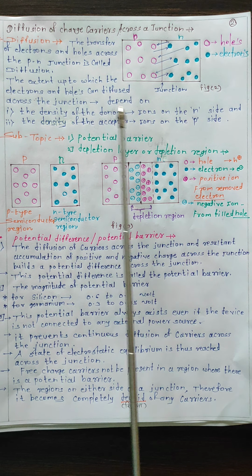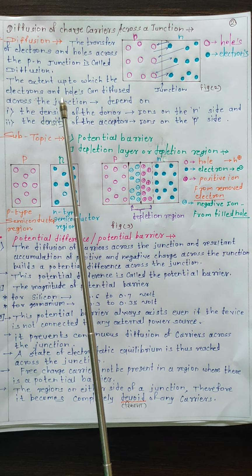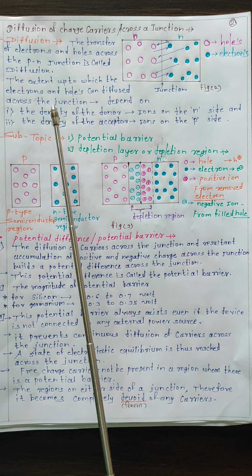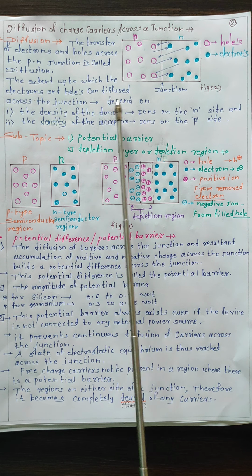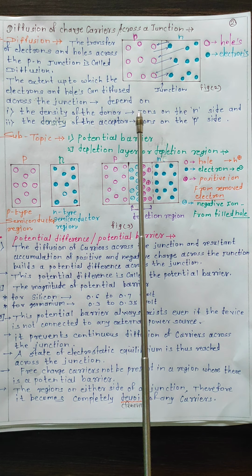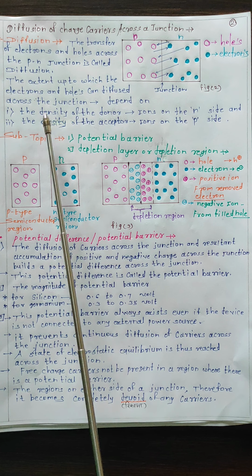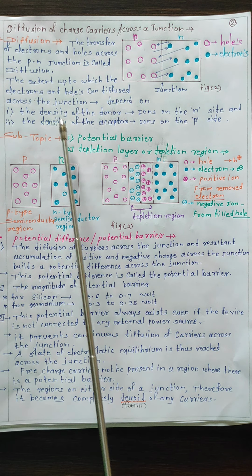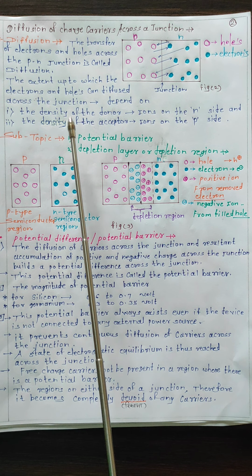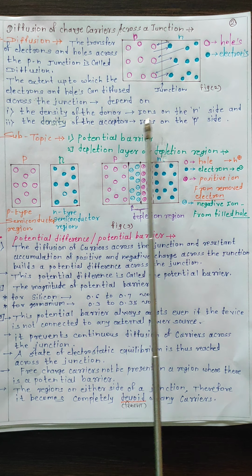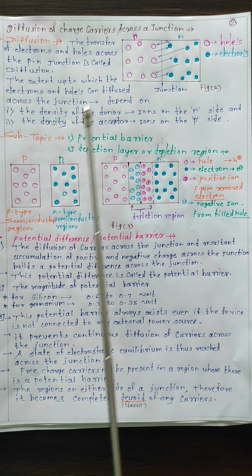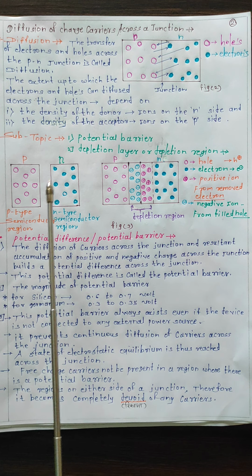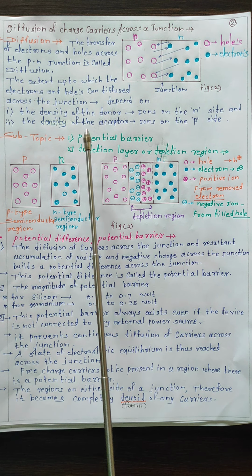Then next, the extent up to which the electrons and holes can diffuse across the junction also depends upon a condition, and that condition is nothing but the density of donor ions and the density of acceptor ions. So the density of donor ions on the N side and the density of acceptor ions on the P side. Then next, a subtopic will be formed here.